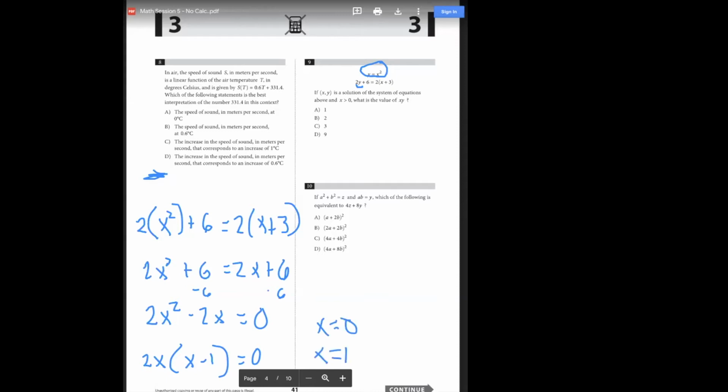And that's because when you isolate these terms individually, you have 2x is equal to 0. You get x is equal to 0, and then x is equal to 1, of course. You just move it over and you get that. So that's where those solutions come from.